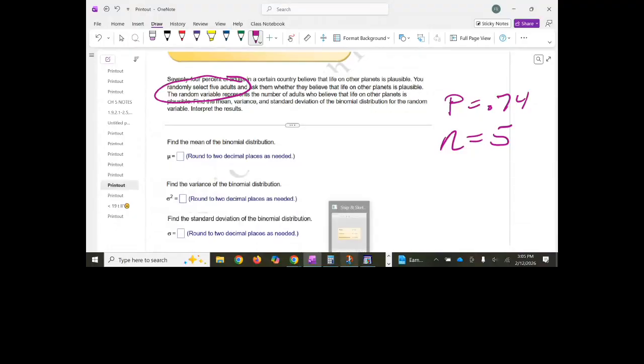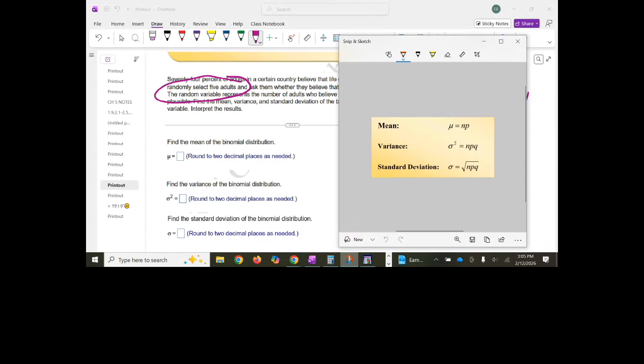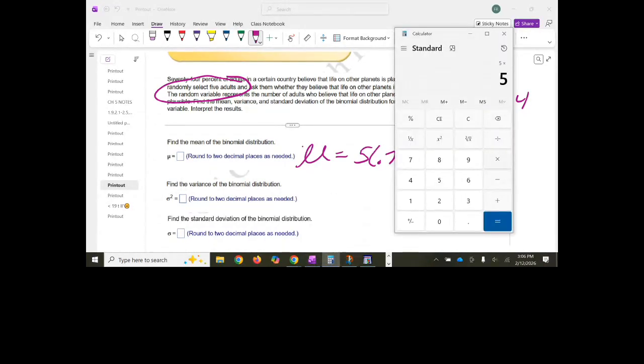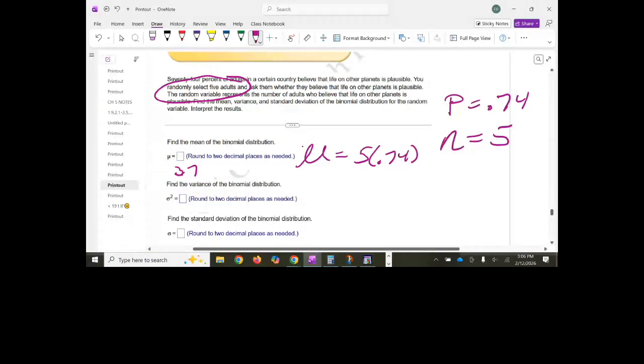Okay, can we find the mean? Look, y'all, I want you to look at my formula for the mean. The mean formula just says take your n value, multiply it by your p value. Okay, so look, 5 times 0.74. The average, 3.7. Y'all, somebody asked me about this last semester. Omar, it says rounded to 2. Well, I only got 1, so I can't put 2.